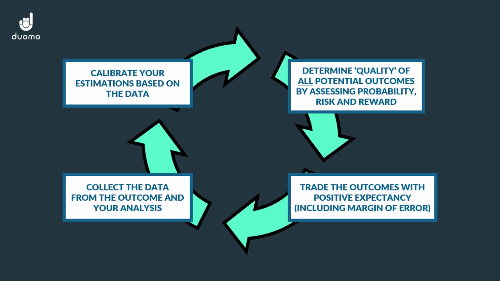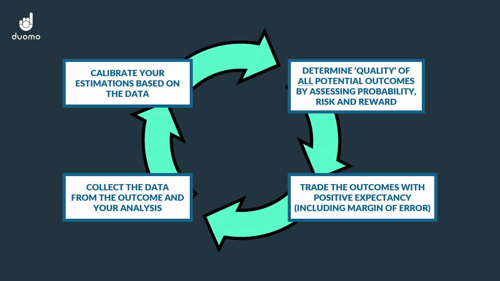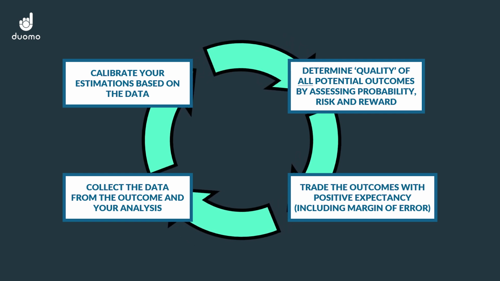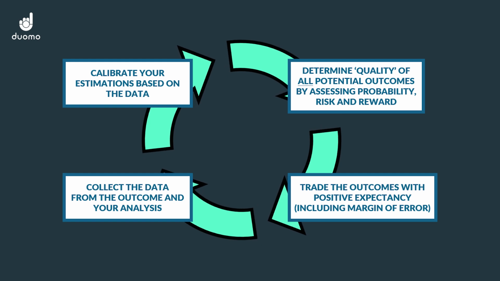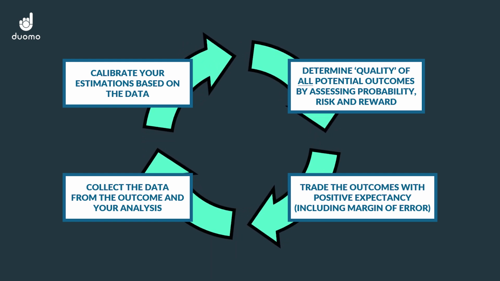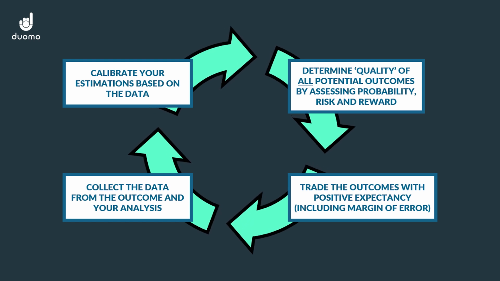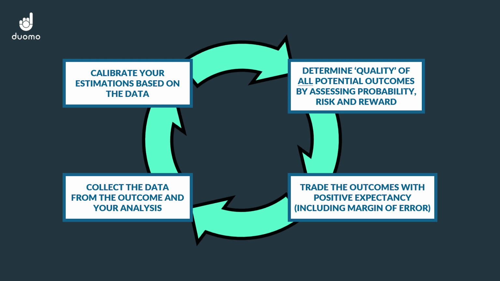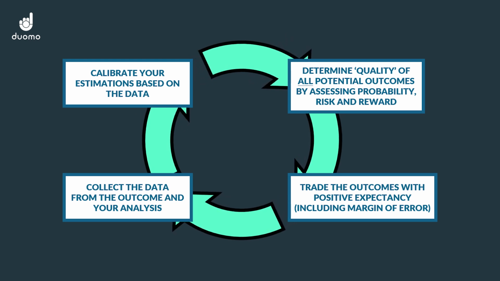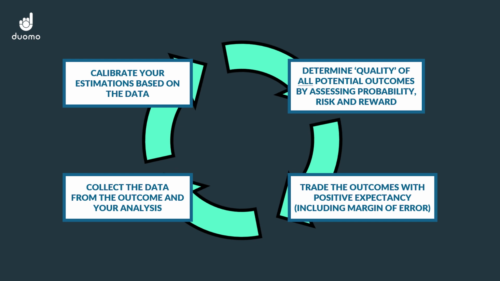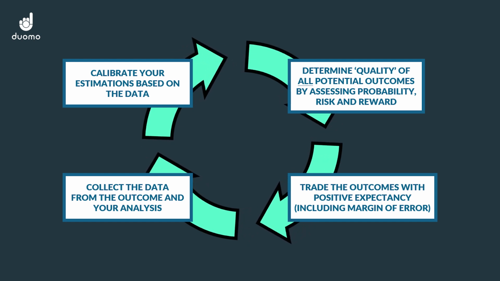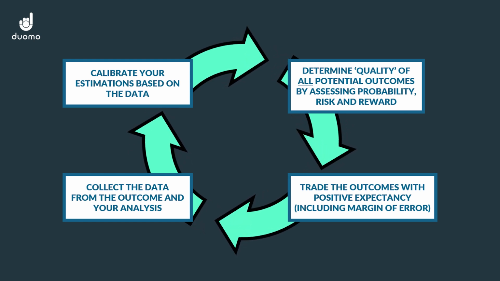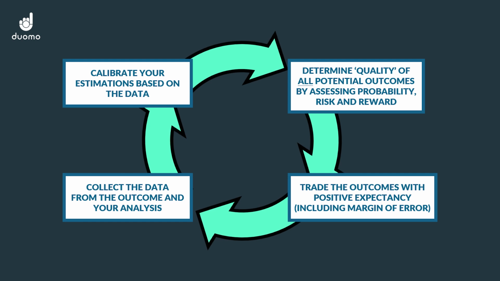So you start off by assessing the probability of all the potential outcomes, as well as the potential risk and reward by using a context-based approach. Only by doing that can you really determine the quality of each potential outcome and figure out the expectancy, perhaps just by calculating how it would turn out after 100 trades or some other large amount. You then trade the one or more outcomes that have a positive expectancy, giving a margin of error to account for your lack of absolute accuracy with your probabilities, and you then collect the data from the trade so you can go through a calibration process.